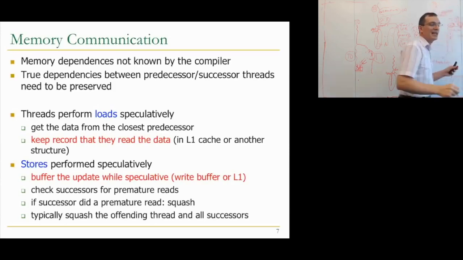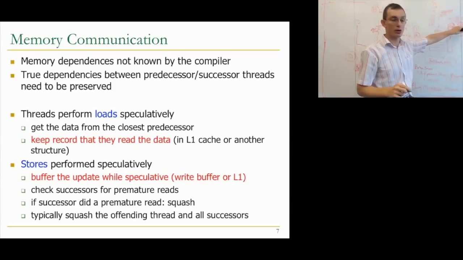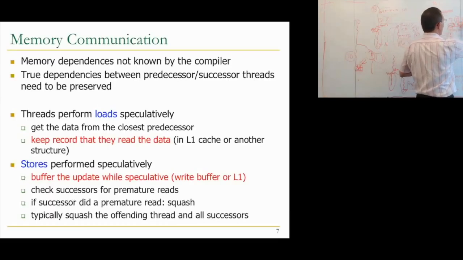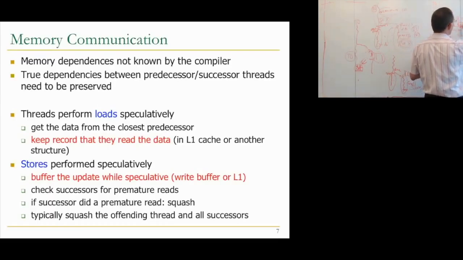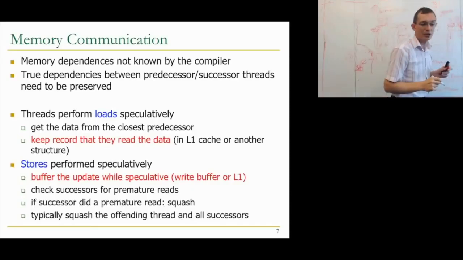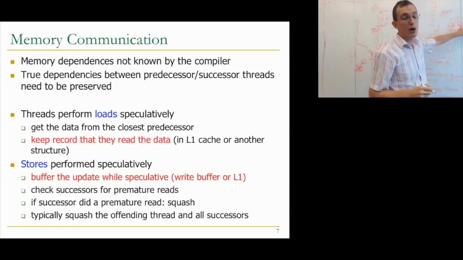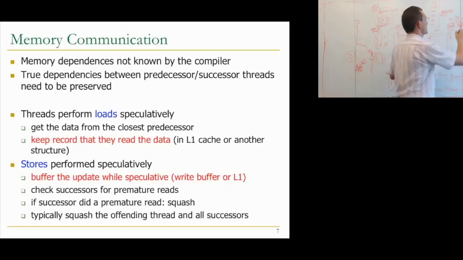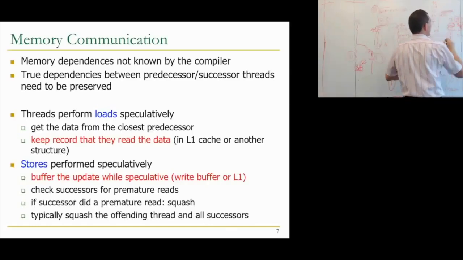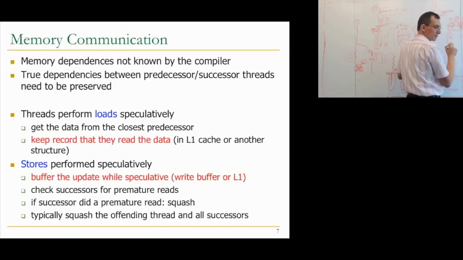and maybe everything else needs to be restarted because you now have a data value dependence that was wrong, because some other thread may have read some other data value that was produced by this store later on, and it got executed with the wrong data value. Basically, you typically squash the offending thread and all of the successors when you detect such a data dependence violation, when you figure out that this thread speculatively read the wrong value.